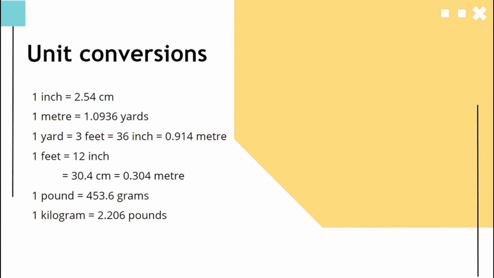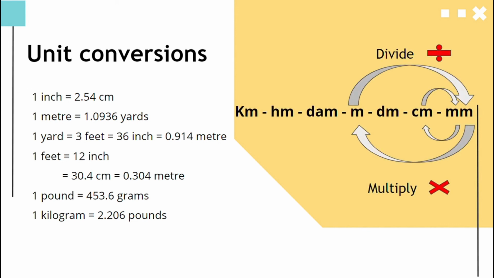Next are the unit conversions. These are the basic things we have to keep in mind while solving a problem. 1 inch equals 2.54 centimeter. 1 meter equals 1.0936 yards. 1 yard equals 3 feet, that is 36 inch, because 1 foot is 12 inch. We should convert into meter, that is 0.914 meter equals 1 yard. 1 pound equals 453.6 grams. 1 kilogram equals 2.206 pounds.